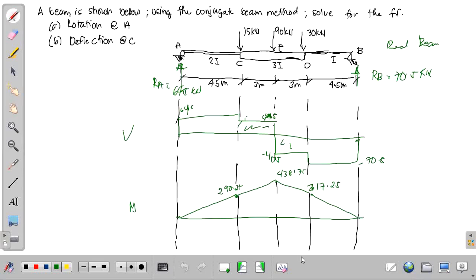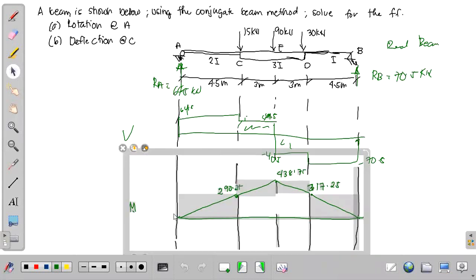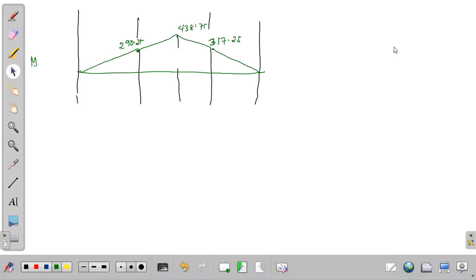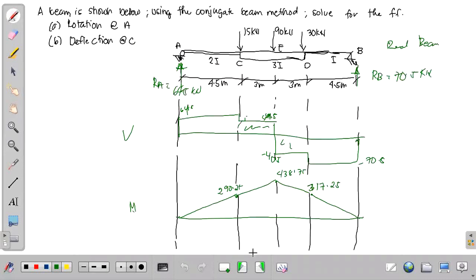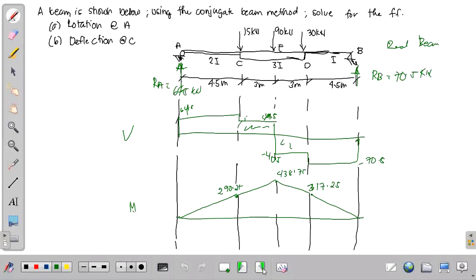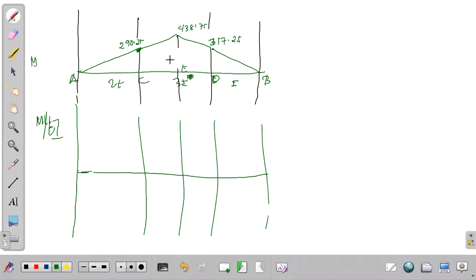So wait lang. So just copy this. Okay. So for our M over EI diagram, we need to divide. So from our given 2I, 3I, and I. So we have 2I here, 3I here, and we have I. Okay? So for the first, sa B. Okay. This is A, B, C, D, E. Ganun ba yun? D, and E. Okay. So at A, 0.